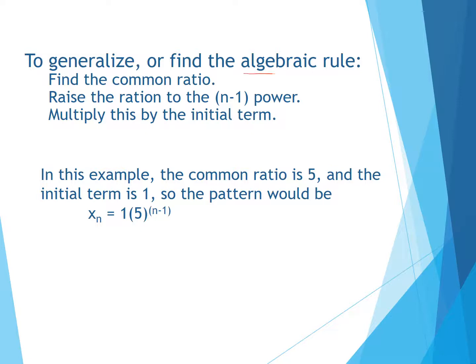Okay, so now if we want to find an algebraic rule, what we do is we first find the common ratio, and whatever this ratio is, we raise it to the n minus 1 power, and then multiply that by the initial term. Here we had a common ratio of 5, and our initial term is 1. If you think about it, I'm taking the first number and multiplying it by a 5, and then another 5, and another 5, and so forth. So if I want to find the first term, my n here is 1, so that's 1 minus 1.